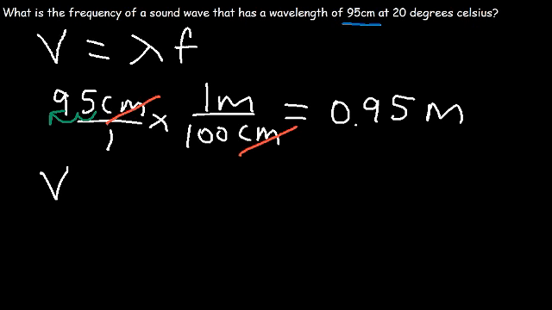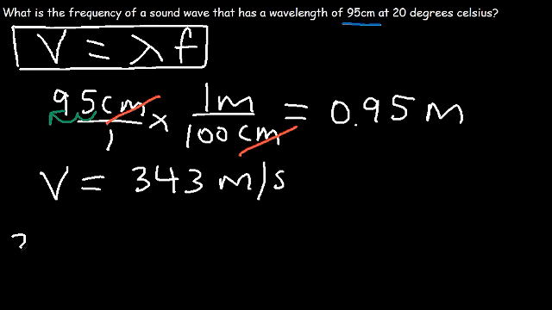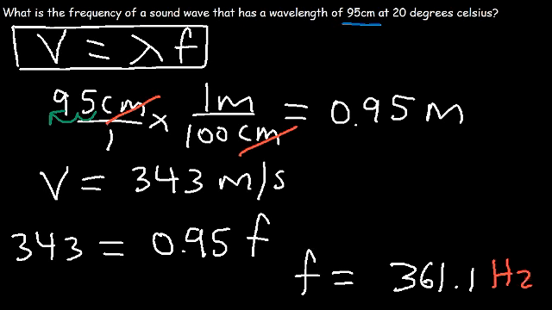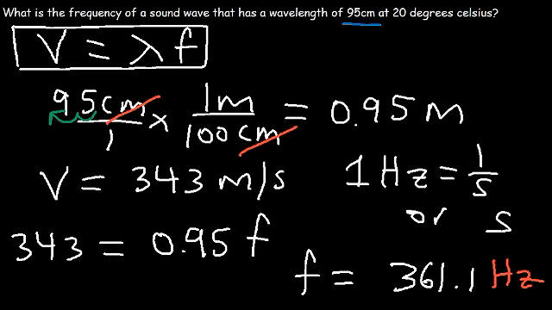Now the velocity of sound at 20 degrees Celsius is about 343 meters per second. So now we can use the formula. So V is 343, lambda, the wavelength, is 0.95. So let's solve for F. So it's going to be 343 divided by 0.95. So the frequency is 361.1 hertz. By the way, 1 hertz is equal to 1 over seconds, or seconds to the minus 1. So if you see those units, this is the unit of frequency.